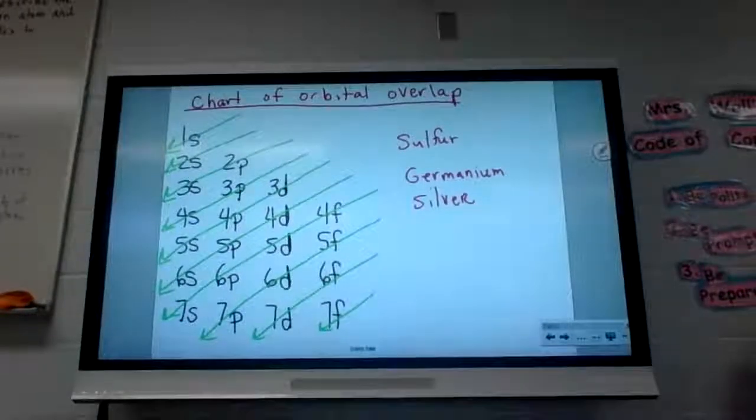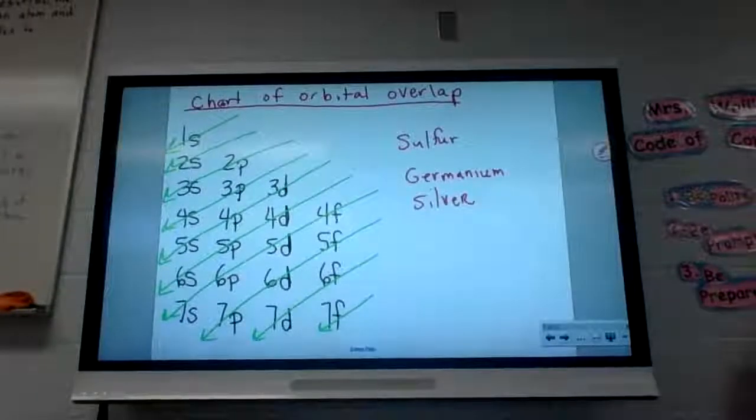Whoa. Oh, careful. You're looking like me now. Where's Jeremy? Germanium's number 32. Yeah, okay, so now you've got to draw your arrows. You've got to draw 16. But it looks good so far.